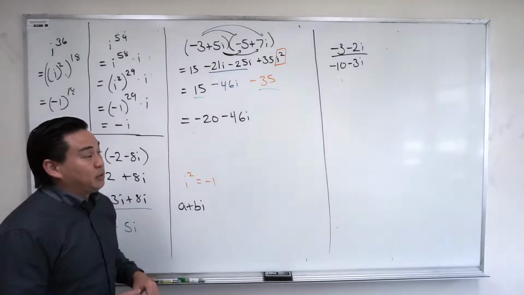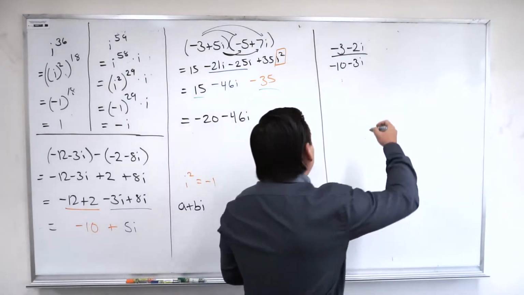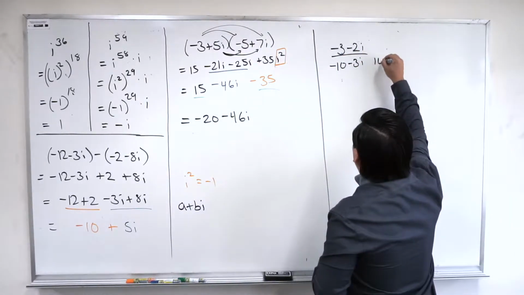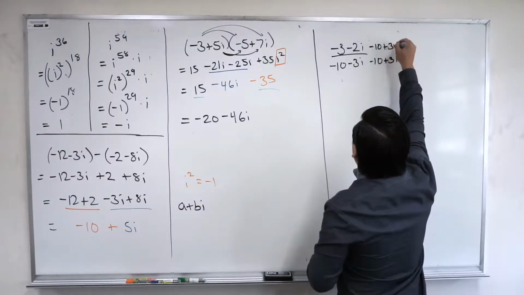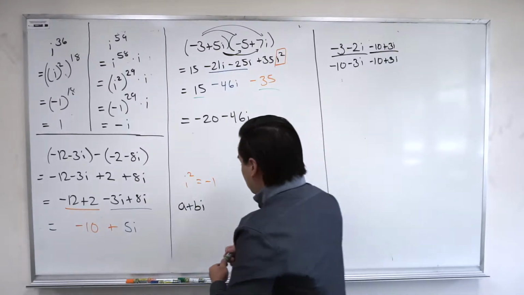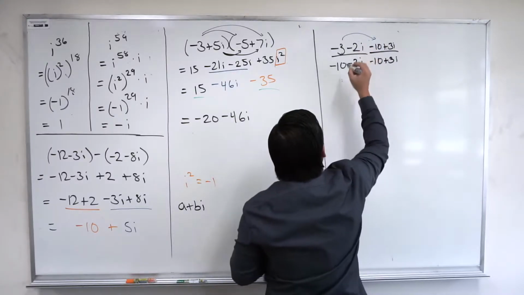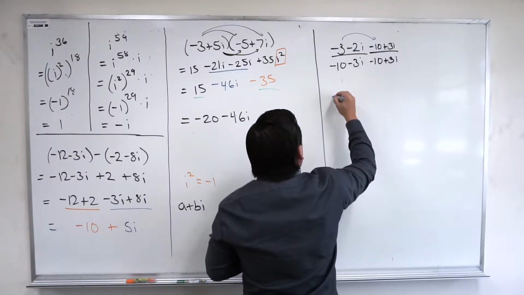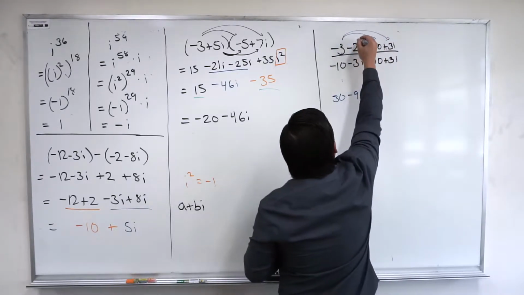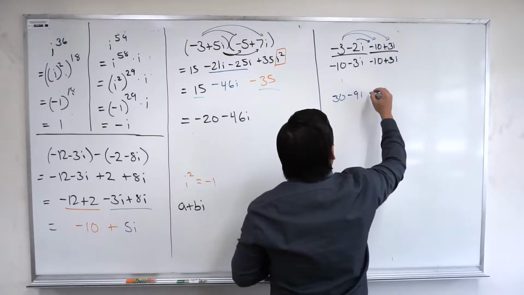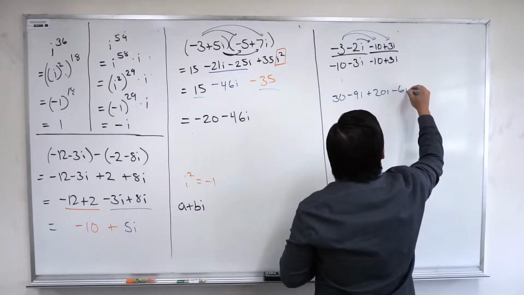So what we're going to do is use a trick that we have before. We're going to multiply by the conjugate. So the conjugate on the bottom is going to be negative 10 plus 3i. And anything you do to the bottom, you do to the top. So the numerator, when we multiply that out, it's going to be 30 minus 9i. And the next one here is going to be plus 20i. And then the last one is going to be minus 6i squared.